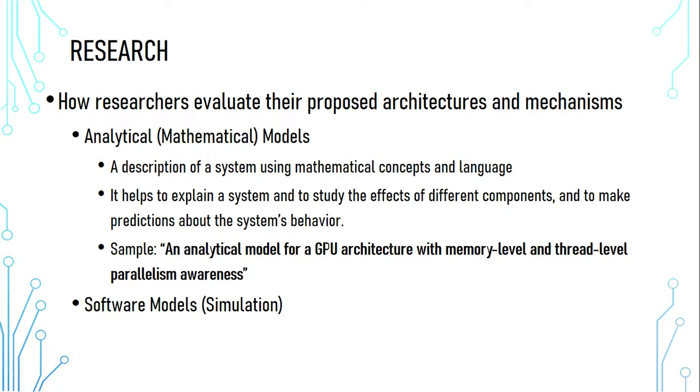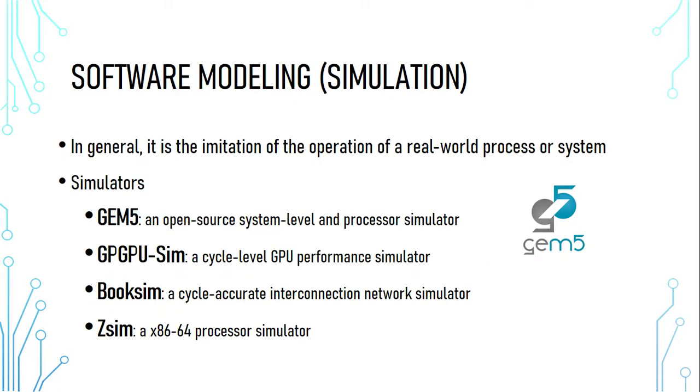The second and the most widely used approach of evaluating performance is using software models, or doing simulation. In general, simulation is the imitation of the operation of a real-world process or system. There are many simulators for processors and memories, like gem5, which is an open source system-level and processor simulator, GPGPU-Sim, which is a cycle-level GPU performance simulator, BookSim, a cycle-accurate interconnection network simulator, and finally ZSim, which is an x86-64 processor simulator.